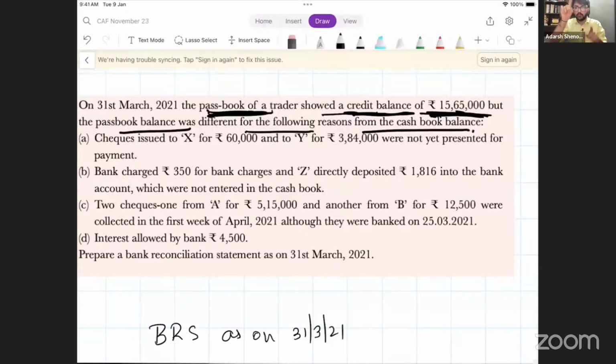And I hope everyone has understood this. Check issued. That means in the cash book I'm minus. In the passbook, it's not in minus. Fine. So now we have to match the two balances. So we are reconciling. Which book is my starting point?